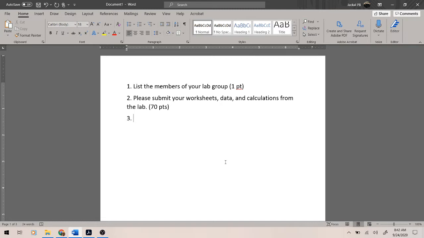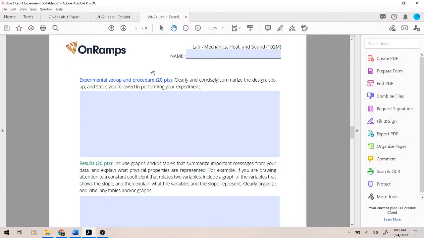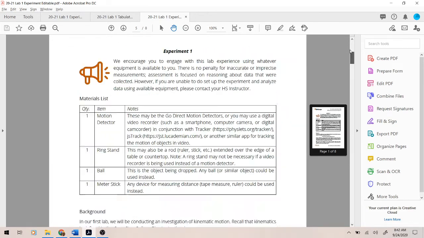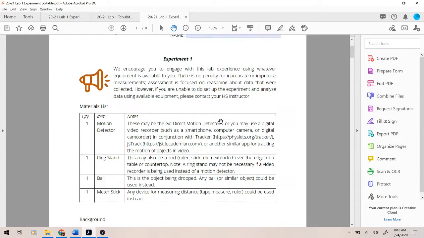The second part of the post lab is 70 points worth. If you look at it, it says please submit your worksheet, data, and calculations from the lab. So where are those numbers coming from? How do you get that 70 points? If you actually go to your actual experiment paper, which starts with this Experiment 1.